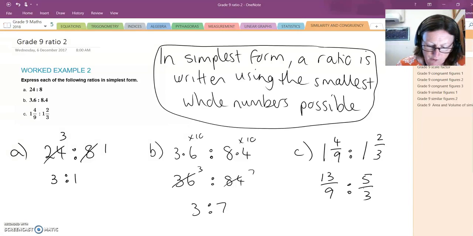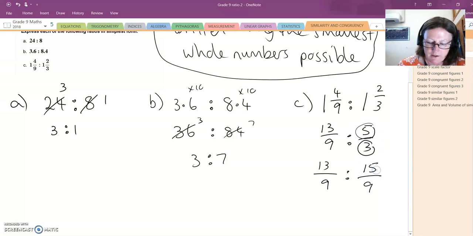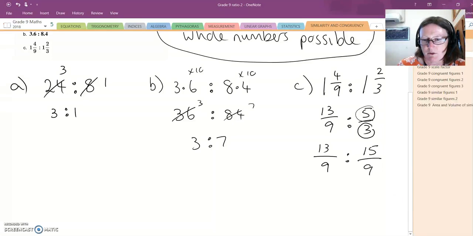What I'm then going to do is make them both with the same denominator. So I'm going to choose 9 as my common denominator. So I've times the bottom by 3, so I need to times the top by 3. So now I've got the same common denominator. If I times both sides by 9, that leaves me with 13 to 15.